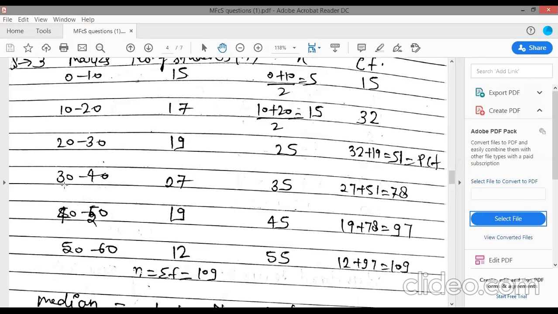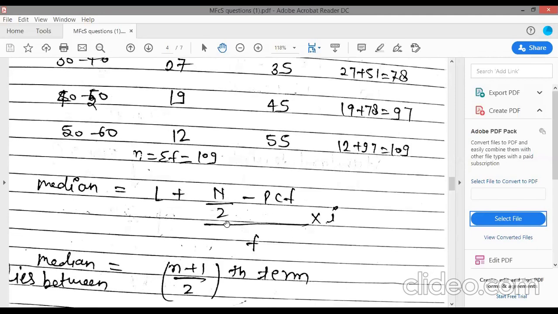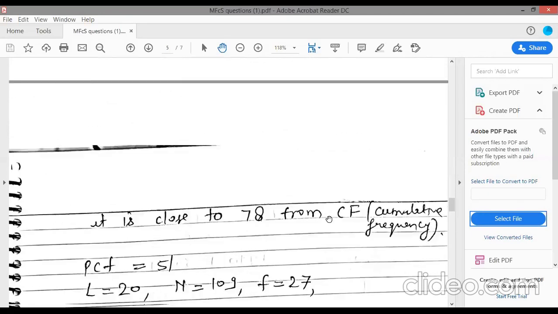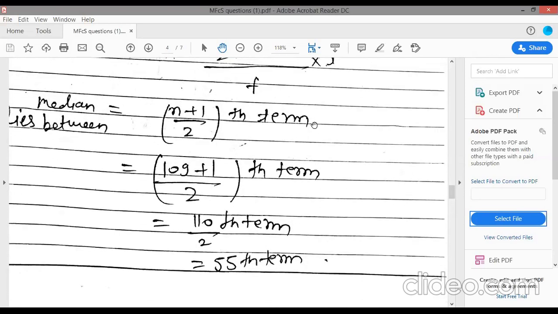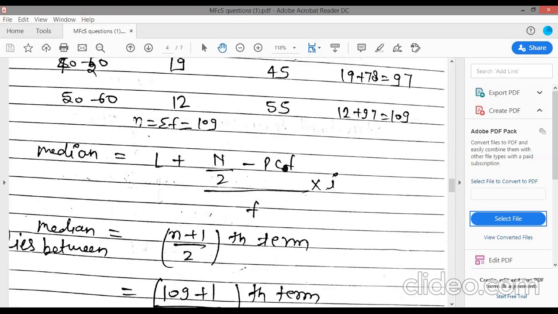And L means your lower bound. Lower bound is 30 here. So just put all these values in this formula, and you will get your final answer, 21.296. So just check, tally this answer with your answer. It may differ. So by using this formula, you can calculate your median. So write PCF, write N means 109, f means 27, and i means interval difference, and your interval difference is 40 to 50, that means 10. So just write all these values here.